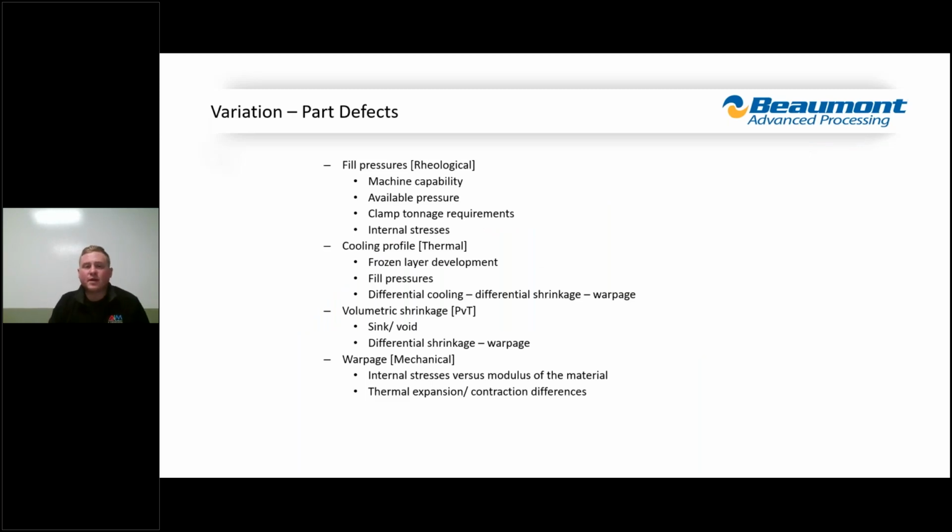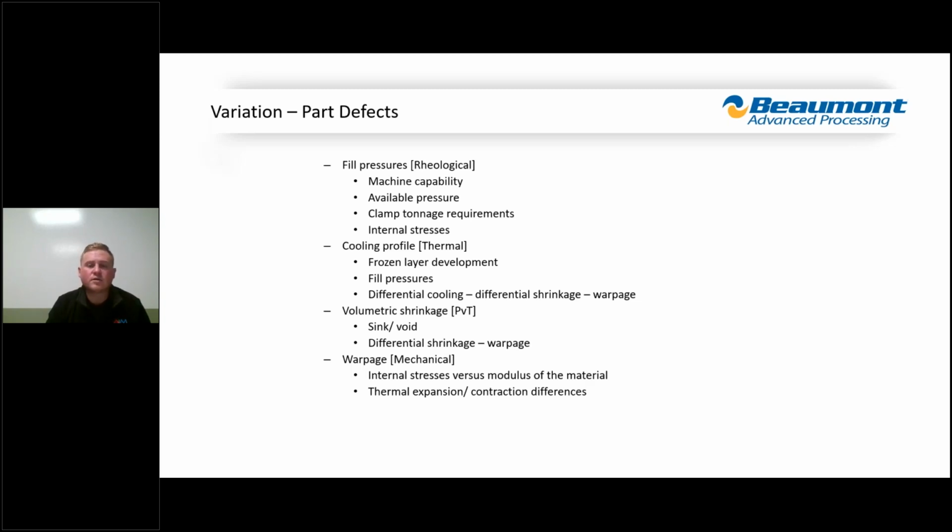So then part defects. Let's go into a little bit about how this material characterization, and the variations included, are going to affect the part overall. Well, we know the rheological properties, the viscosity properties of the material are going to affect fill pressures. But how is that going to affect simulation? Well, that's going to affect what you're simulating your machine capability is, the available pressure you have and how much you're going to need when you simulate it, the clamp tonnage requirements, the internal stresses that are generated.